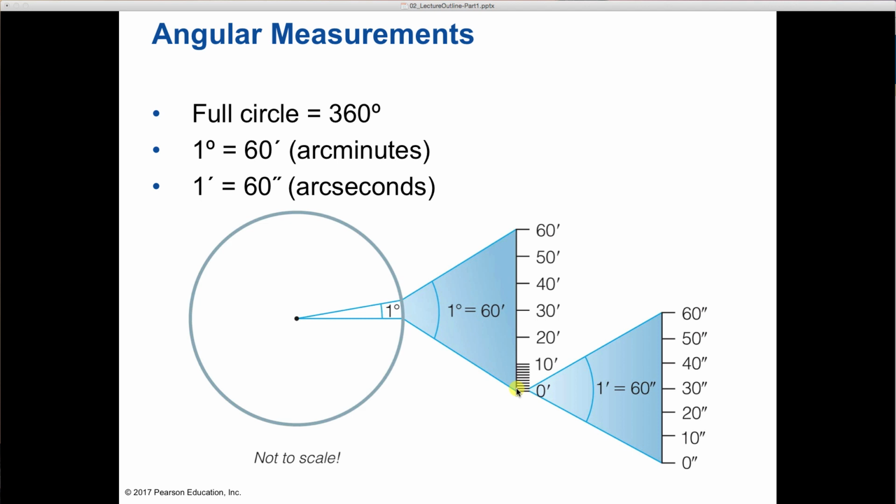But we can make those slices of pie even smaller, and slice up that 1 arc minute into 60 pieces. Each one we call an arc second. So 1 degree is 60 arc minutes, and 1 arc minute is 60 arc seconds. Using this angular measurement of an arc second, we can measure small distances on the sky. That's useful especially for looking at things that are very far away, and hence very small.